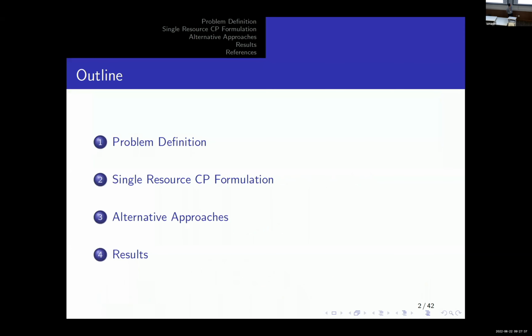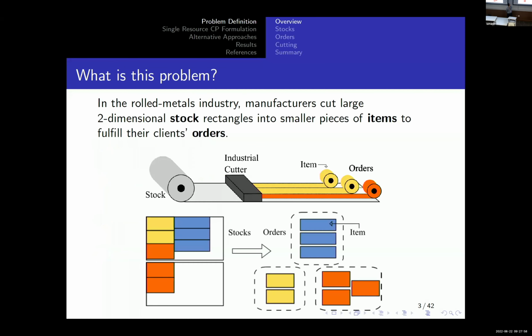So today we'll be going over 4 main parts. First, I'll be providing a description of our problem. Then we'll be moving on to our primary contribution, the single resource constraint programming model. And then I'll talk about some of the alternative approaches that we've investigated. And finally, we'll present the results. So first, what is our problem?